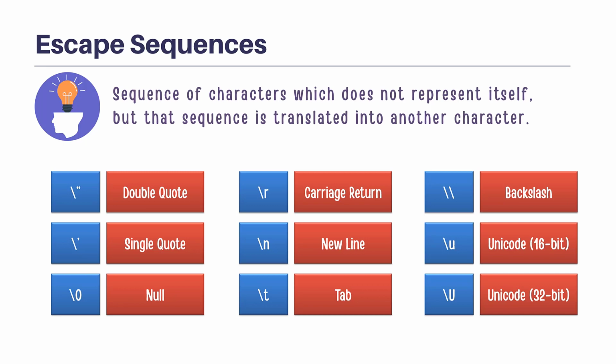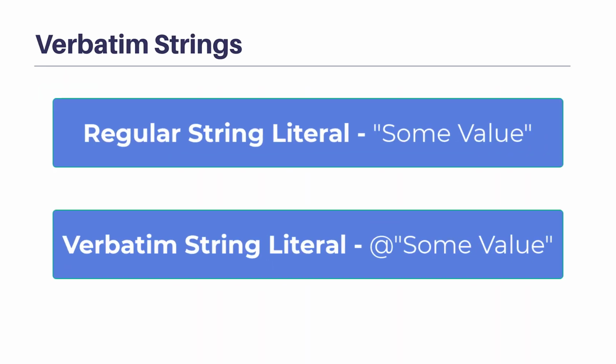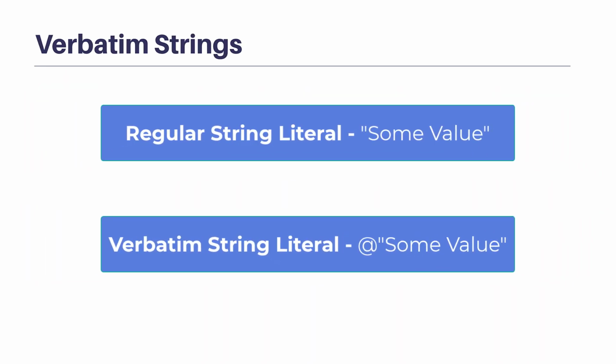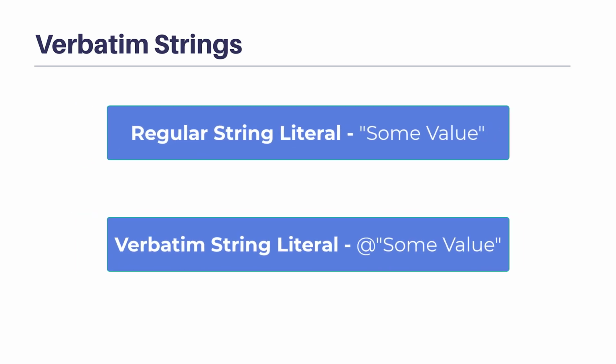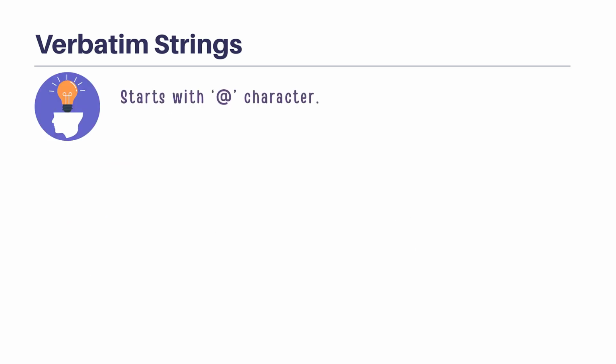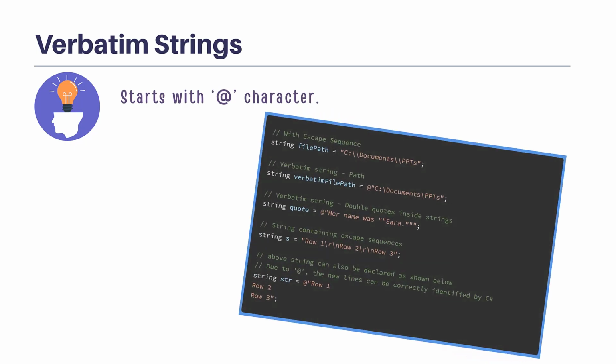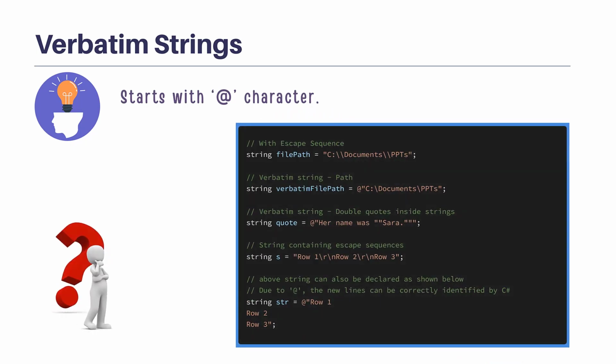We have already seen that the value specified within the double quotes is called a string literal. C# supports 2 types of string literals, regular string literals and verbatim string literals. A regular string literal consists of 1 or more characters. It may contain simple characters as well as escape sequences. It may also contain hexadecimal and Unicode escape sequences.